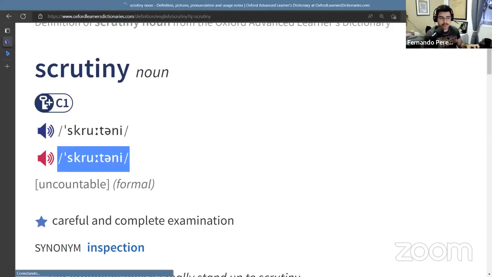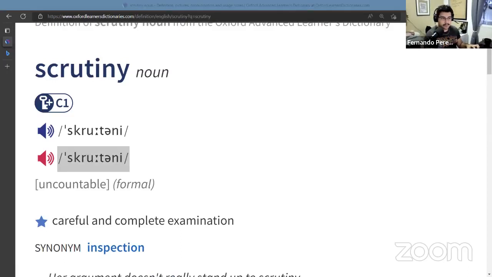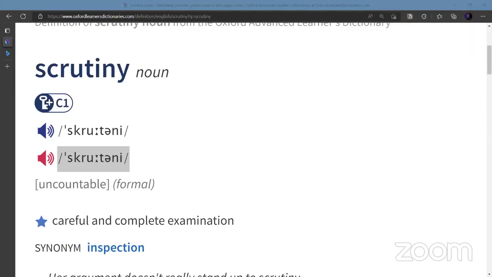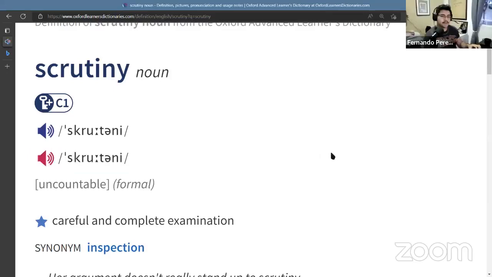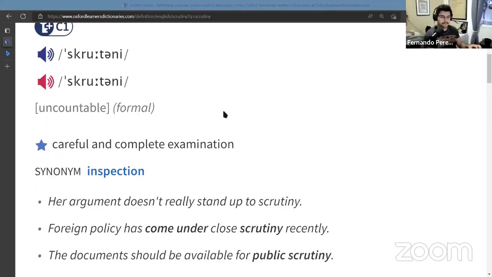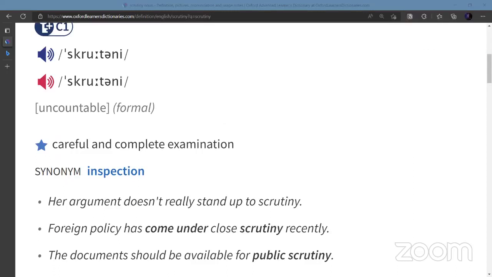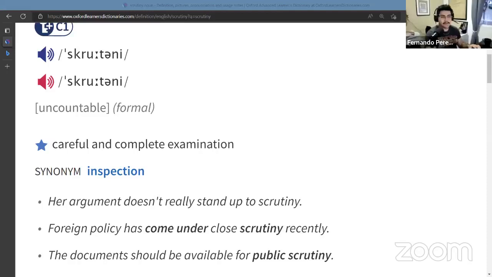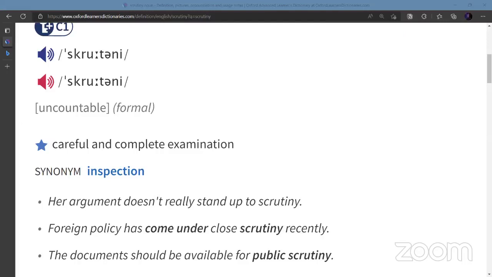Scrutiny. Very good. Careful and complete examination. The argument doesn't really stand up to scrutiny. Foreign policy has come under close scrutiny recently. The documents should be available for public scrutiny. I like the synonym: inspection. That's another very good reference. Very good.